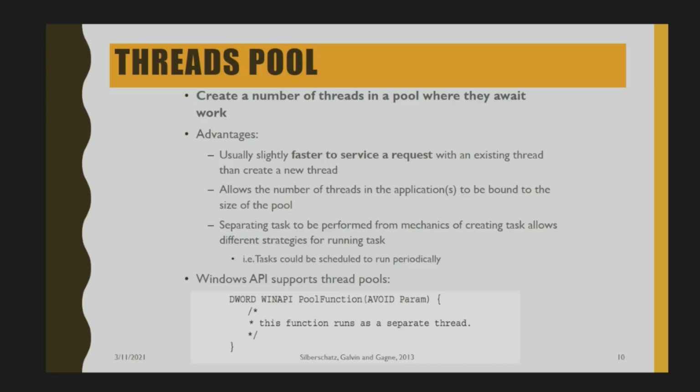So the Windows API supports this thread pool using this code. Keywords: Win API, Windows API, pool function. So we use this pool function with a parameter, and then this function runs as a separate thread. So these are the APIs that we can use in Windows for the thread pool.